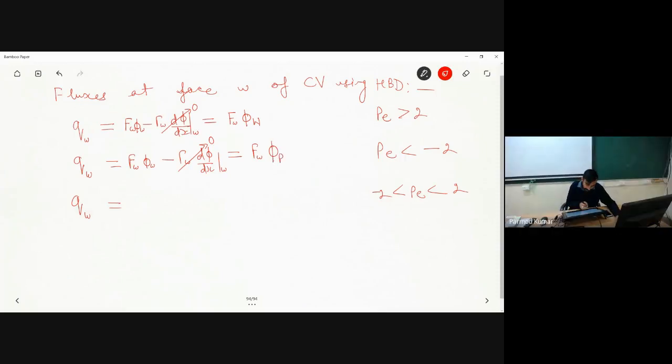Okay. Now, let me talk about the other combination, which is FW phi W minus gamma W into d phi by dx at W. Over here, which scheme do I have to apply? In this region, I have to apply the central difference scheme. So if I apply the central difference scheme, what will be the value for phi W?